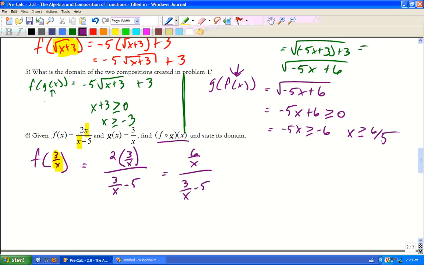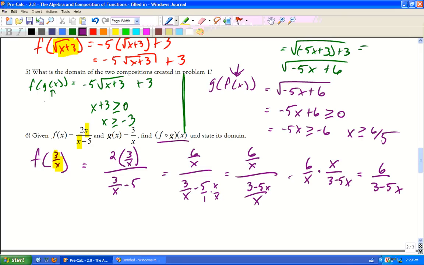In order to simplify our whole denominator, we're going to realize that the common denominator between 3 over x and 5 over 1 is x. So when we multiply this by x over x, we're left with 6 over x all over 3 minus 5x all over our common denominator of x. We can multiply by reciprocals to say 6 over x times x over 3 minus 5x equals, well, all those x's cancel. We're left with 6 over 3 minus 5x.